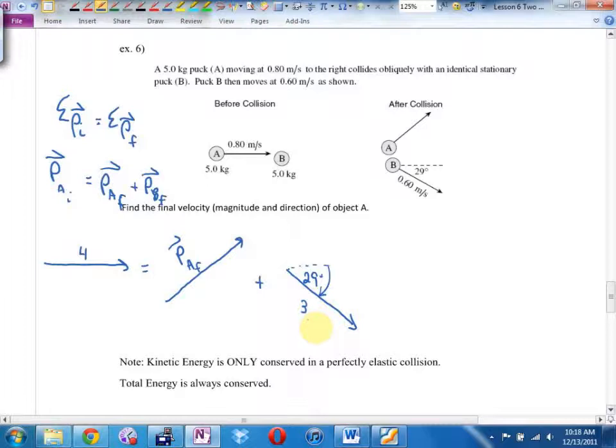Here's the two that I'm adding together. How will I add them together, Brianne? Draw them tip to tail. And I also know that when I add these two, it has to give me a dead horizontal line. That'll help me draw the triangle. I think the triangle is going to look like this.